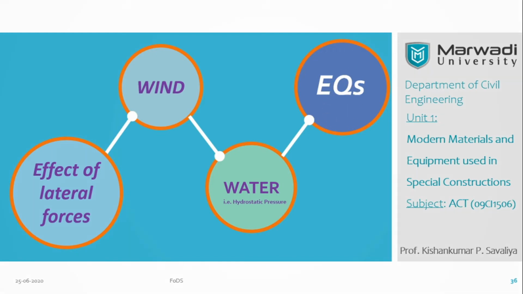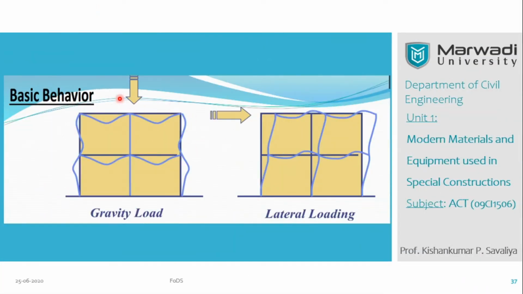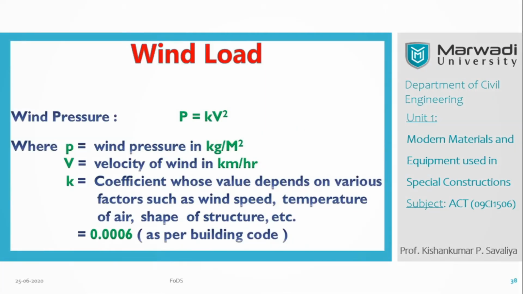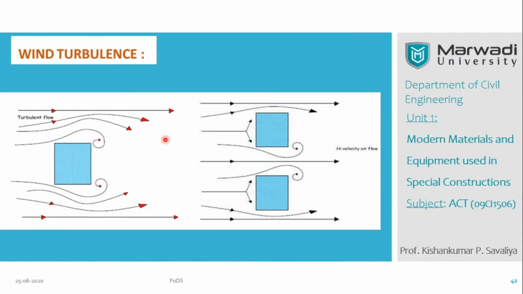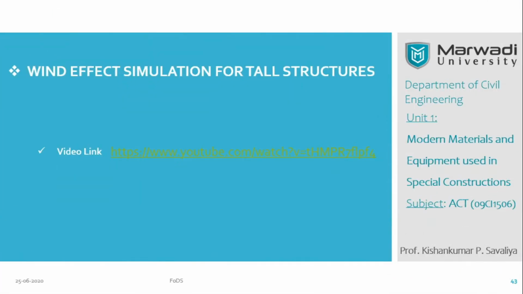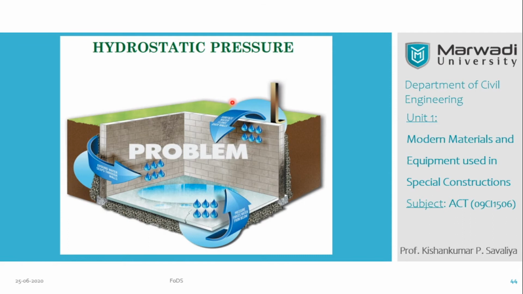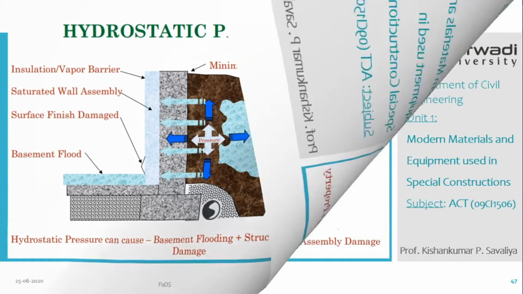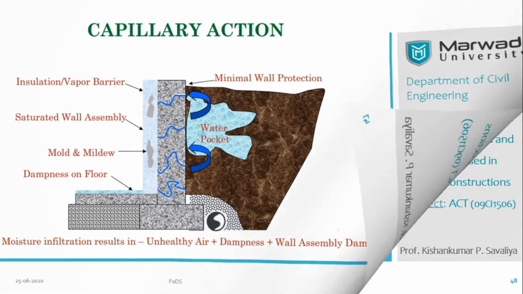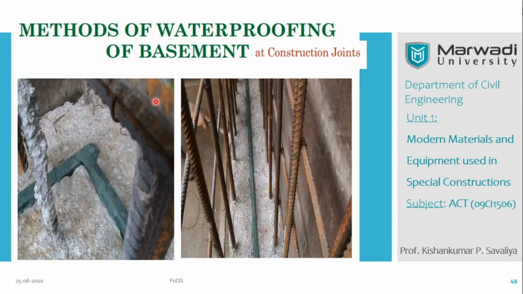So let us start. These things you have already discussed. Basic behavior: due to gravity, the building collapses in the vertical plane, while in case of lateral loading, it will create a sway effect. All of these things we have seen. Just go through it so you will get the basic idea. These are all things you have already learned in the previous lectures: wind turbulence, then hydrostatic pressure, similarly buckling of the column or basement wall, water pocket. Here you can see the capillary action, water effect video, methods for the waterproofing of the basement.